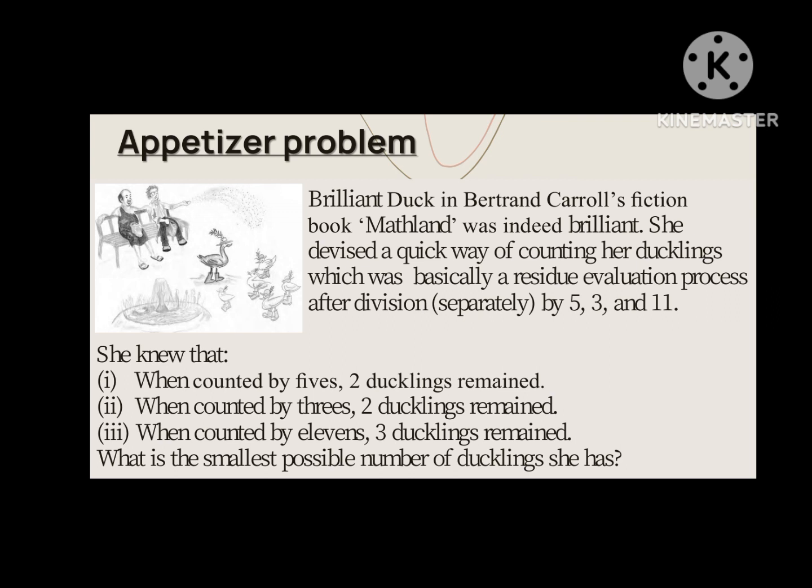She knew that when counted by 5s, 2 ducklings remained. When counted by 3s, 2 ducklings remained. When counted by 11s, 3 ducklings remained. What is the smallest possible number of ducklings she has?